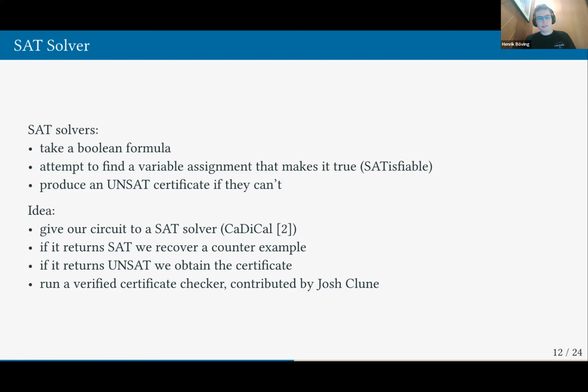And if it returns unsat, we get the certificate, and then we run a verified certificate checker that just checks, is the SAT solver doing a correct proof here? And that checker that we're using was written by Josh Clune during an AWS internship.